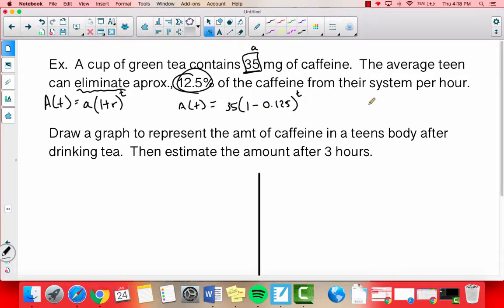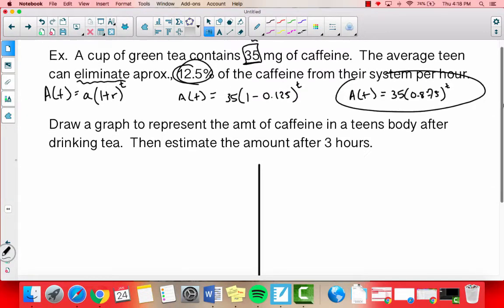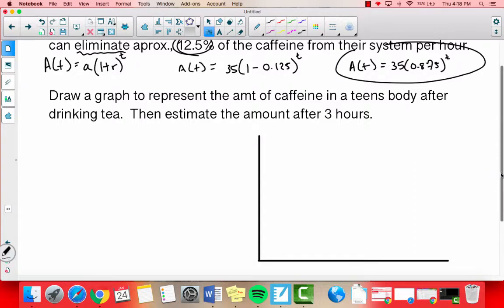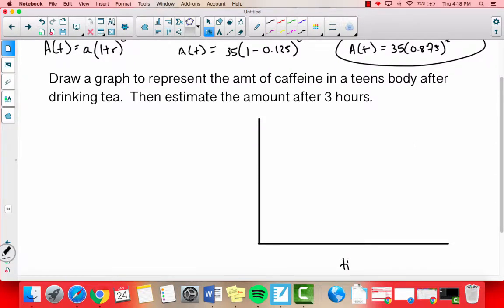So if I simplify that down, I'd have A of t equals 35 milligrams times, and if I subtract that decimal, I get 0.875 to the t power. So there's our formula we want, and now we could use this to create our graph. Our graph is going to be in terms of time, so this is going to be in hours, and then the amount of milligrams of caffeine that we have in our body.